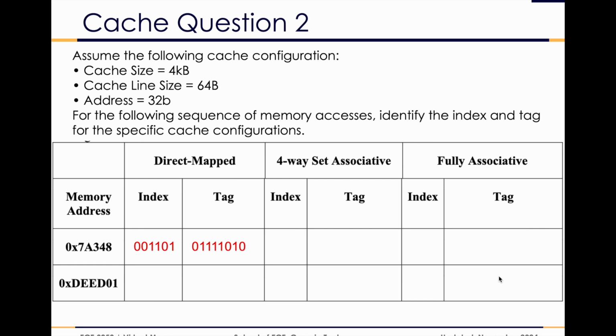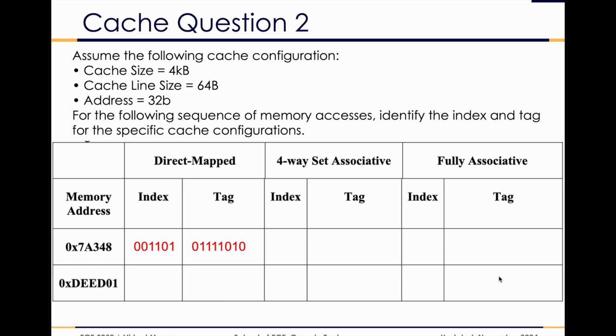Next up, for the 4-way set associative cache, now we have a bit of associativity as well. So the cache size is still the same, and the cache line size is still the same. Since the cache line size is still the same, we still know that it has 6 offset bits. So now we just need to find the number of index bits.